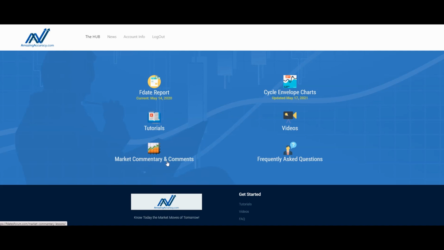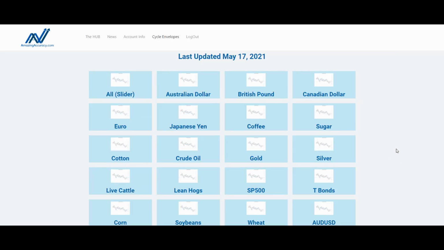And then down here is the market commentary and comments, and I just posted a commentary today, which I'm going to share with you. Now, I do reference the cycle envelope charts in today's commentary, as I normally do, so I'm going to let you see what we've got going over here in the cycle envelope charts first.